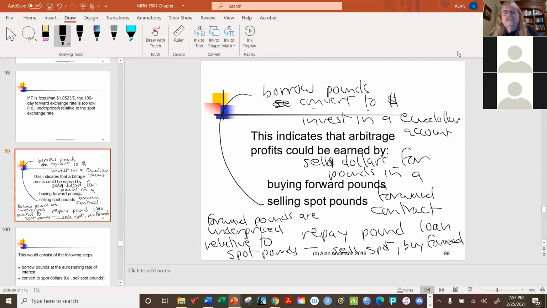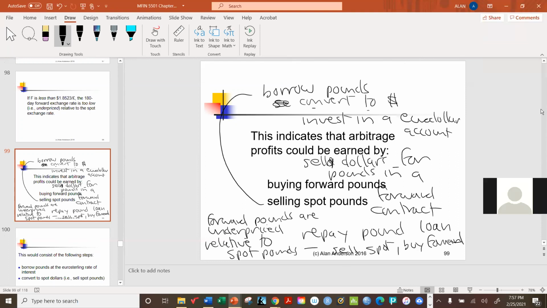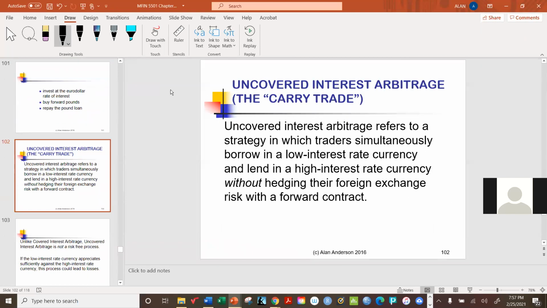Okay. So now we're going to move on to a slightly different topic, which is uncovered arbitrage, or the so-called carry trade. This is a little bit different because it's not really an arbitrage, and also this was being done at a time when U.S. rates were much higher than Japanese rates. For the longest time, Japanese rates have been extremely low, close to zero, and that wasn't really true of the U.S. until fairly recently.